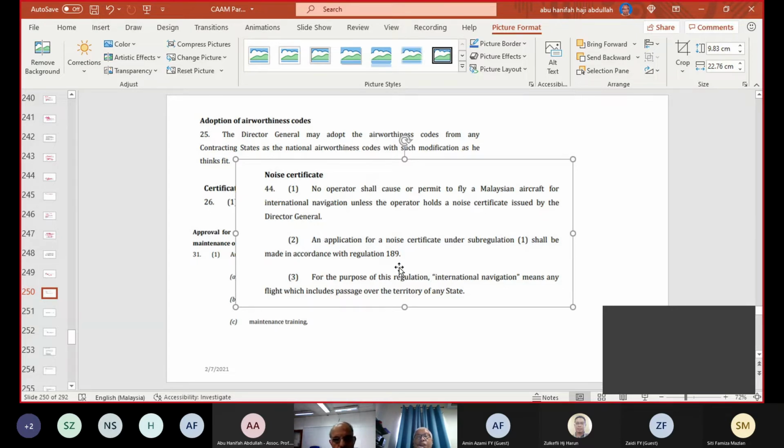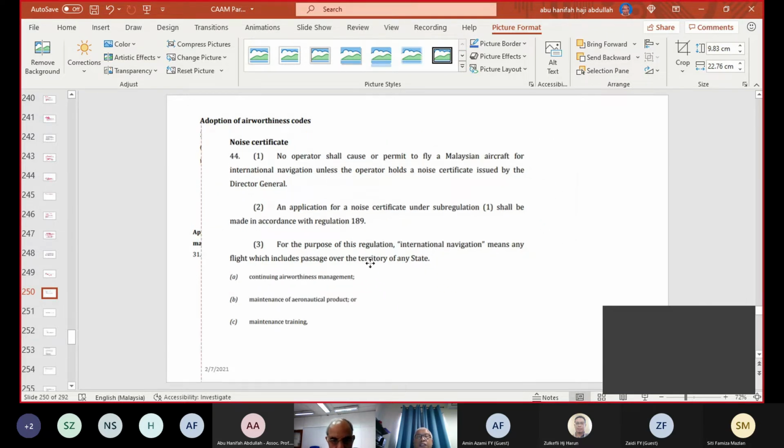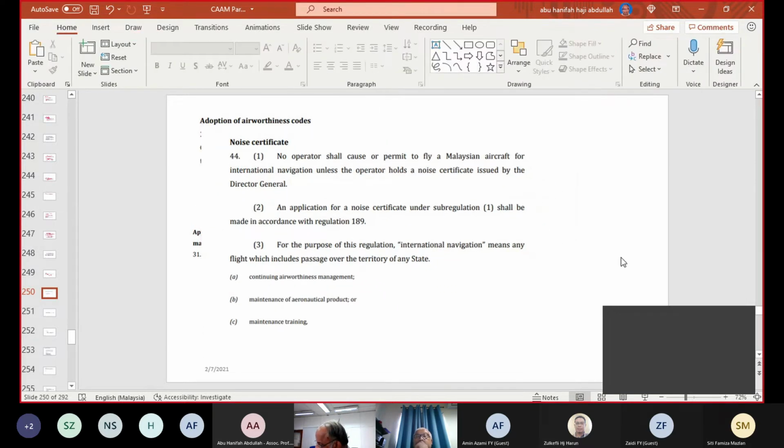An application for noise cert under sub-regulation 1 shall be made according with regulation 1 and 9. For the purpose of this regulation, international navigation means any flight which includes passage over the territory of another state. So, international navigation. So, what is 46?